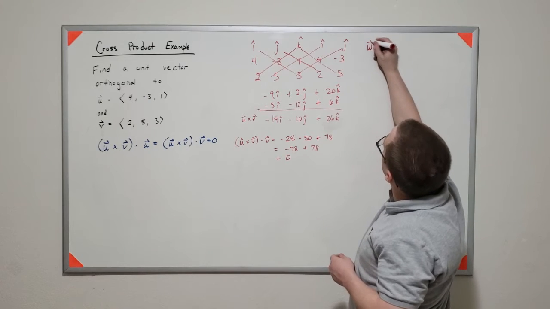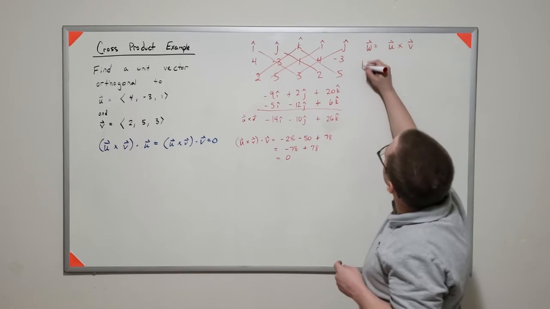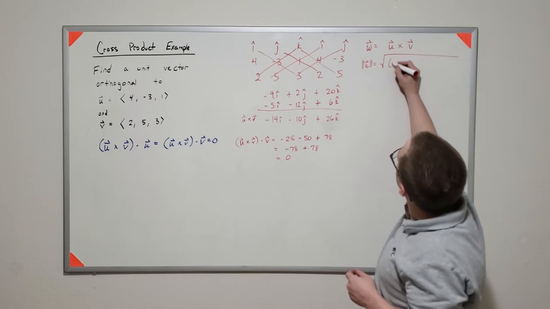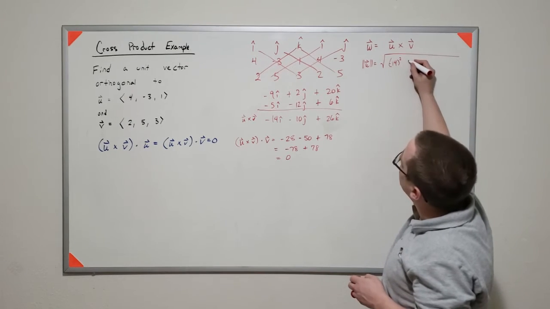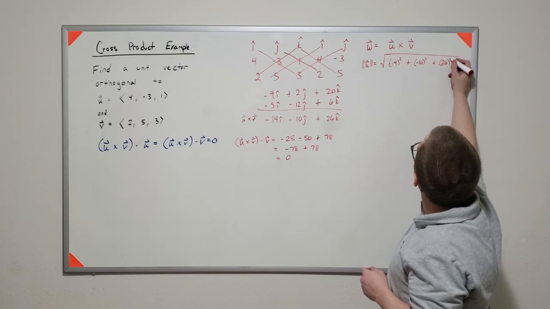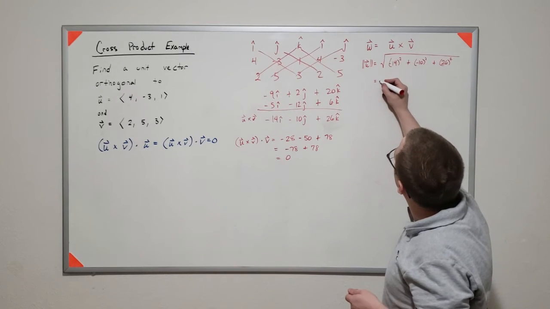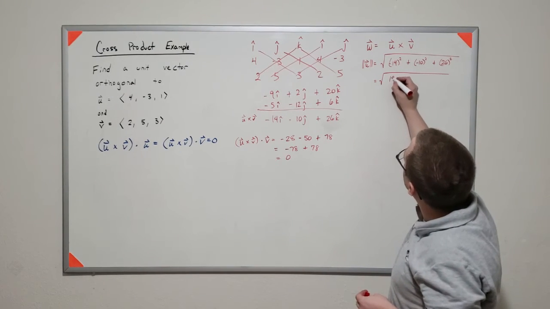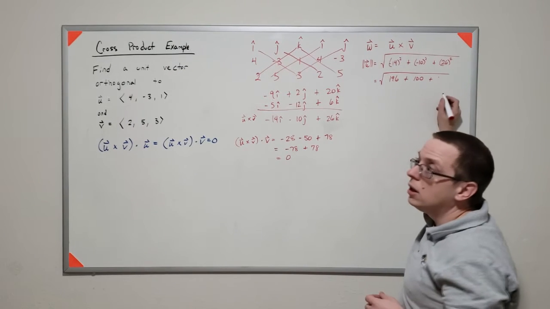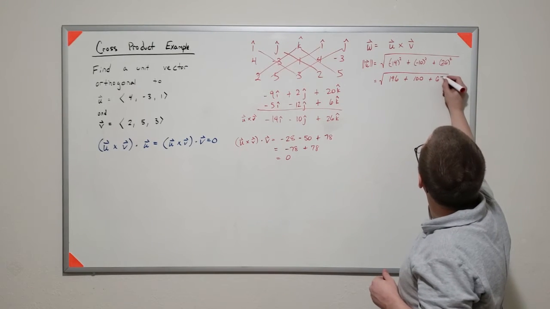So if we call W U cross V, then let's get the magnitude of W. That's going to be -14 squared plus -10 squared plus 26 squared. Now this is off the top of my head here, but if I recall correctly, that is 196 plus 100 plus 676, I think is right.